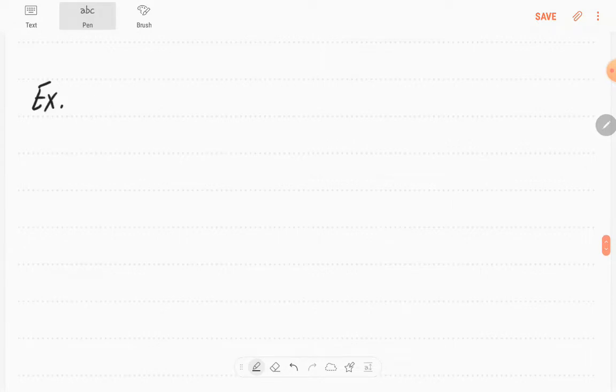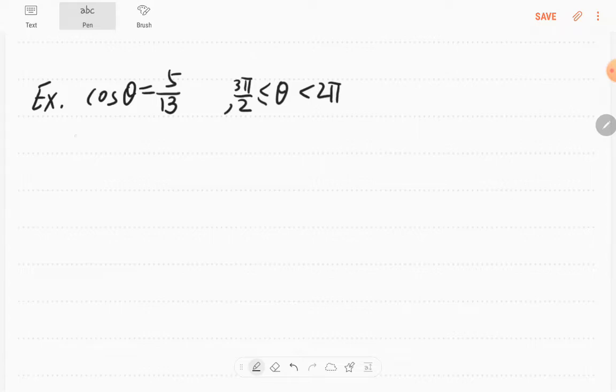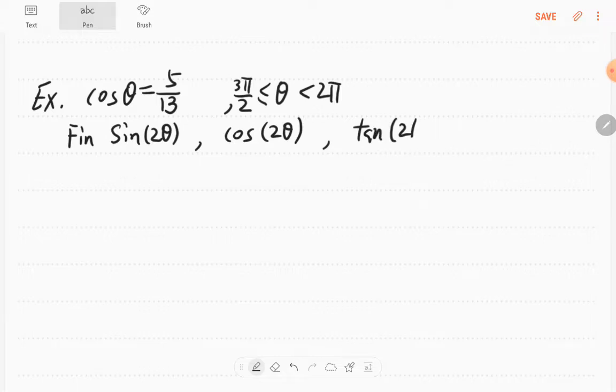Let's look at this example. Cosine theta equals 5 over 13, where theta is between 3 pi over 2 and 2 pi. We need to find sine 2 theta, cosine 2 theta, and tangent 2 theta. We know that sine 2 theta is equal to 2 sine theta times cosine theta. This is the double angle formula.